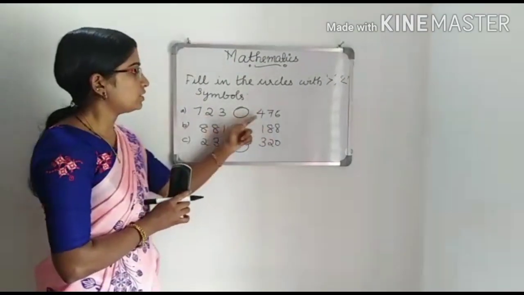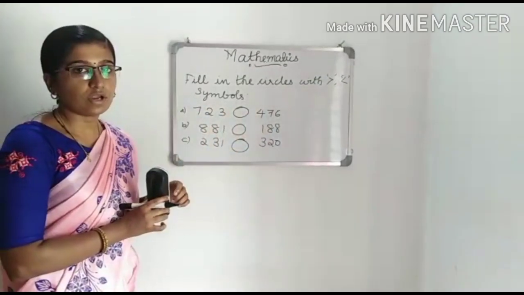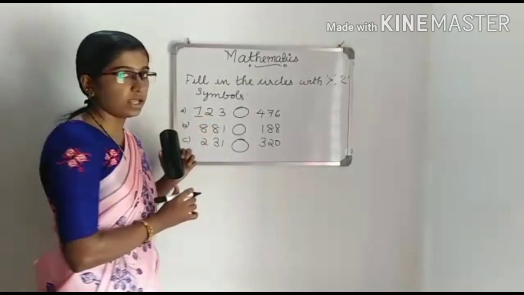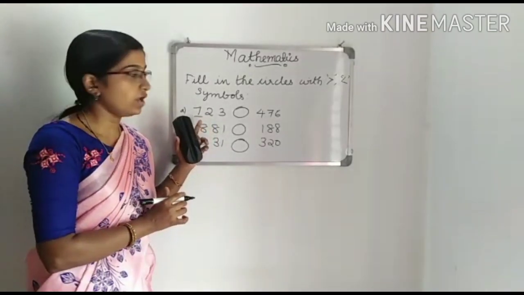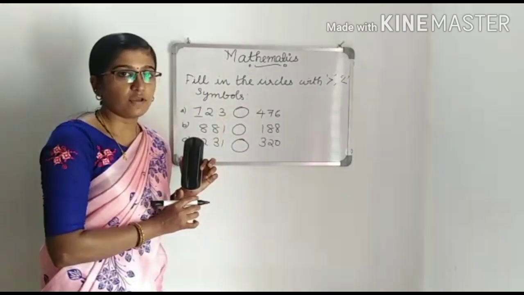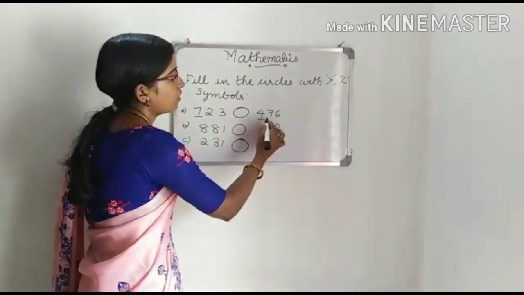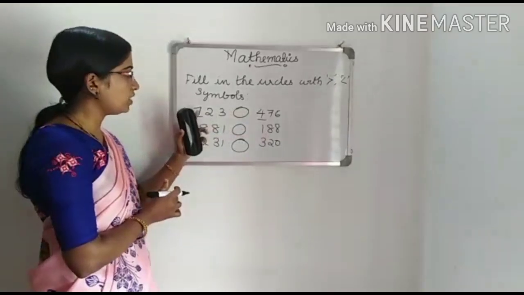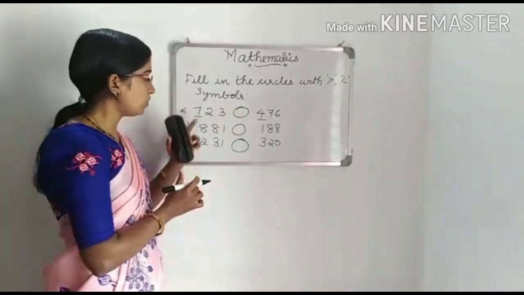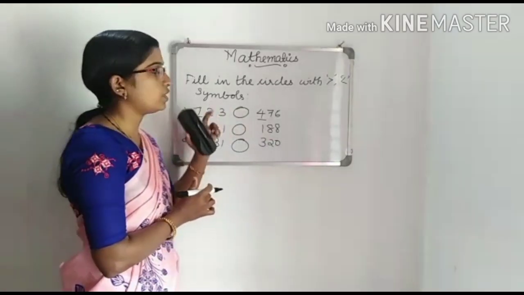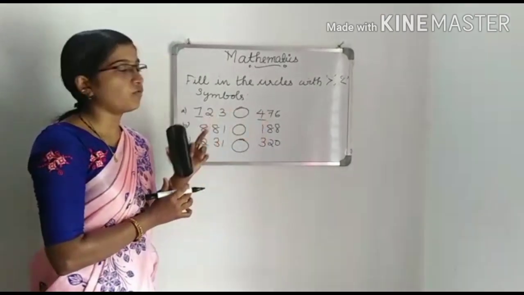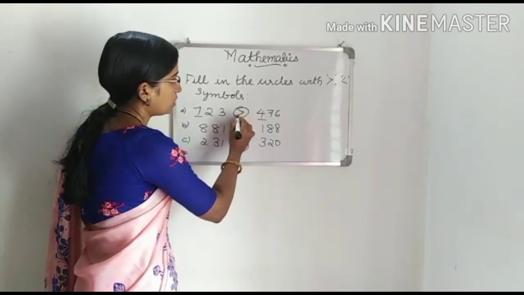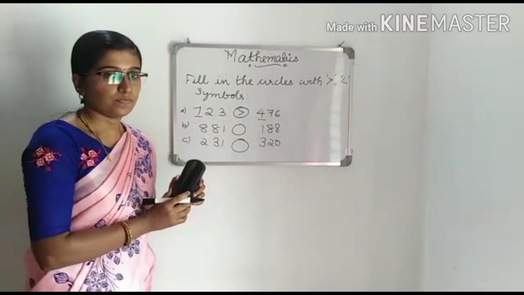While comparing 3-digit numbers, first we should compare the hundreds place. Here in 723, the digit in the hundreds place is 7. And in 476, the digit in the hundreds place is 4. So we can compare 7 and 4. And 7 is greater than 4. So we can say that the number 723 is greater than the number 476. Is it clear? So we can put greater than symbol.